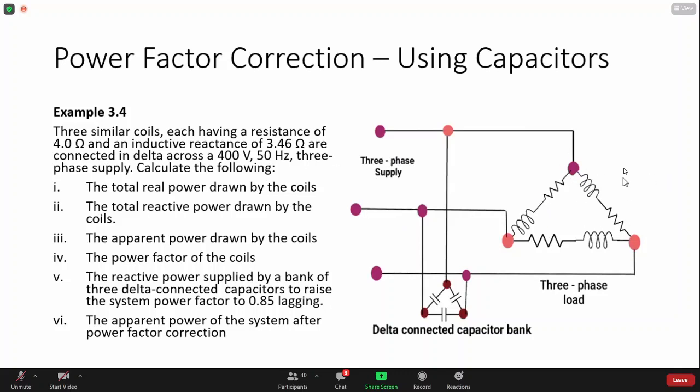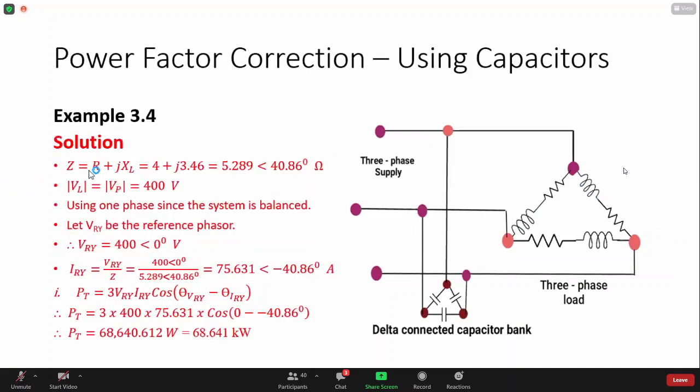So everybody understand the question. We have a 3-phase load here. Apparently the power factor is not what we would want it to be, and we want to raise the power factor up to 0.85 lagging. They ask us to do certain things, including finding the power factor of the existing system. All right, so as usual, let's get into what we know. We know that Z is equal to R plus JXL.